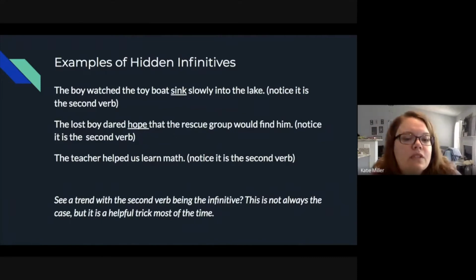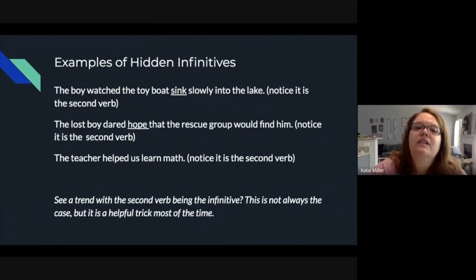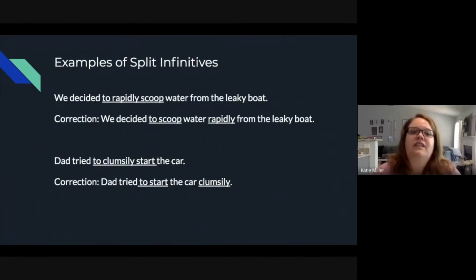Okay, and if you saw a trend with the second verb being the infinitive, that's good. Now, this is not always the case, right? Because sentence structure can vary in a ton of different ways. But it's a helpful trick to remember most of the time. Find your main verb and then find any other verbs in the sentence and see if they're acting as a noun, an adjective, or an adverb. If it's one of these, that's going to be the infinitive. Okay, but most infinitives have a to in front of them. But not always, right? Grammar always has that, but not always. All right, let's look at split infinitives and how to correct them.